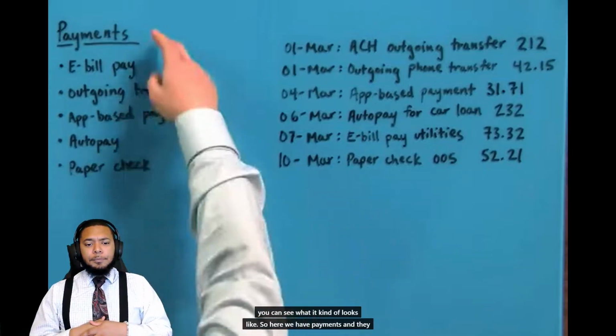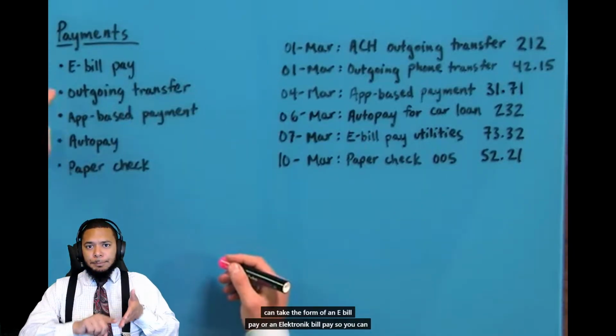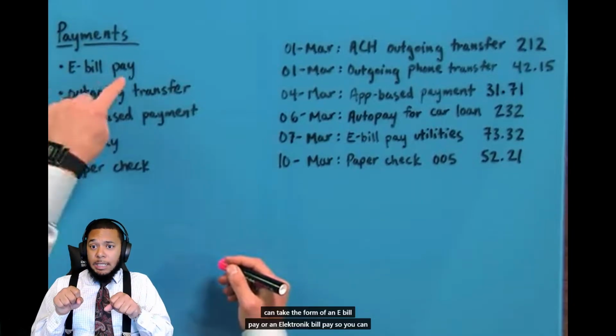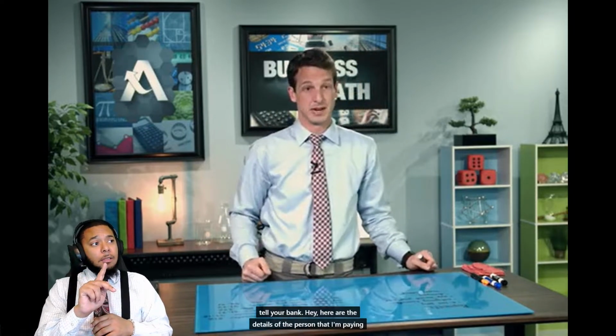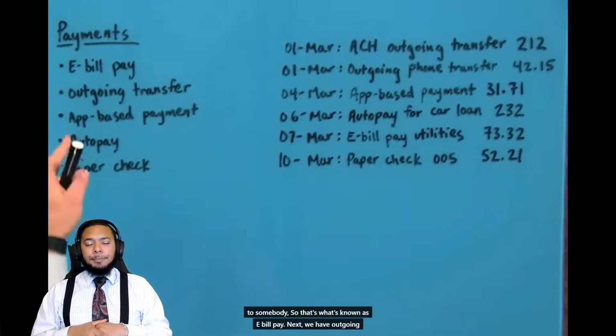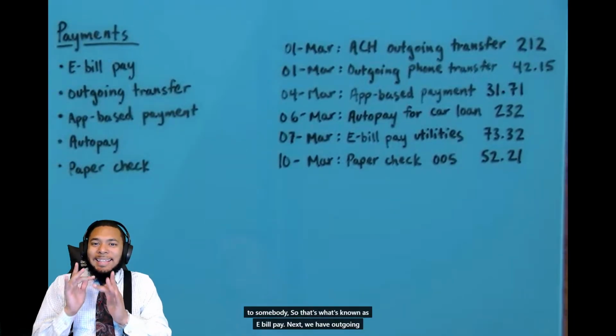So here we have payments, and they can take the form of an e-bill pay or an electronic bill pay. So you can tell your bank, hey, here are the details of the person that I'm paying, their address, their name, and how much money I owe them. Please send them a check by mail on this date. That's all you have to send. You just type it in, click send, and then the bank on your behalf will mail a physical check to somebody. So that's what's known as e-bill pay.